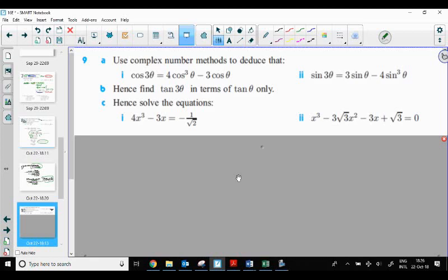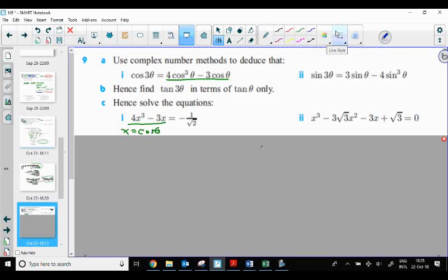Now moving on to letter C. Hence, again, oh my gosh, hence solve these two equations. So what is the connection here? We've been doing this problem about complex numbers and trigonometry, and now all of a sudden we have these polynomial equations which look impossible to solve without a calculator, right? But if we look closely, this is 4x cubed minus 3x, and this is 4 cosine cubed minus 3 cosine. So if we let x equal cosine of theta, there's clearly a connection.